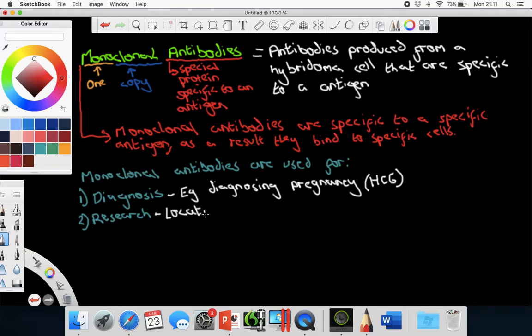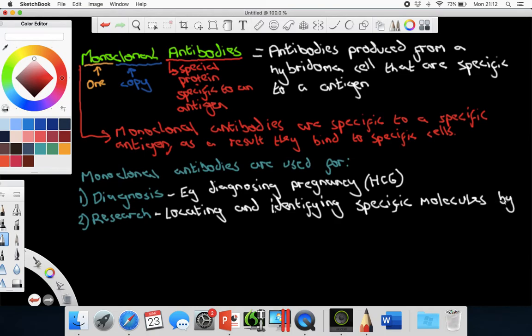So we can put, next to this, locating and identifying specific molecules by adding dye to the monoclonal antibody.